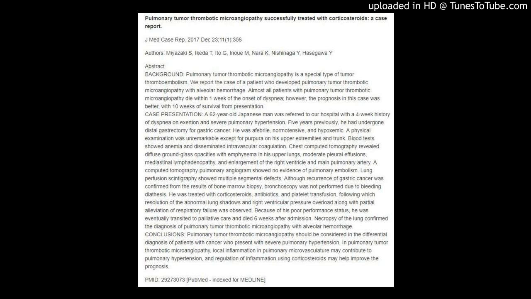Almost all patients with pulmonary tumor thrombotic microangiopathy die within 1 week of the onset of dyspnea. However, the prognosis in this case was better, with 10 weeks of survival from presentation.